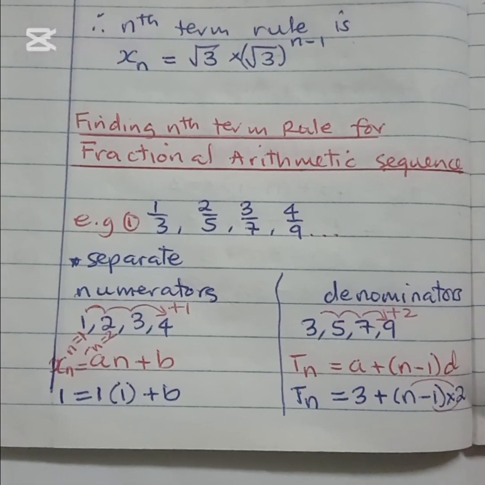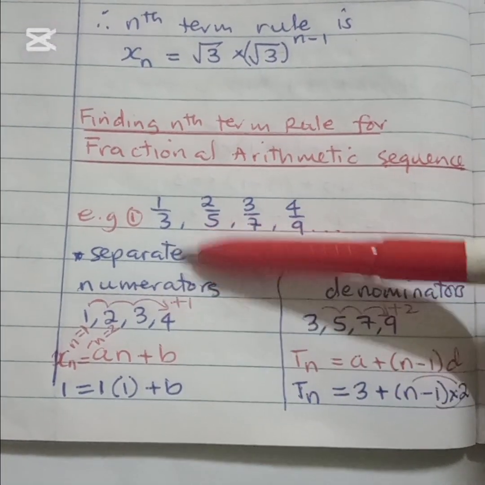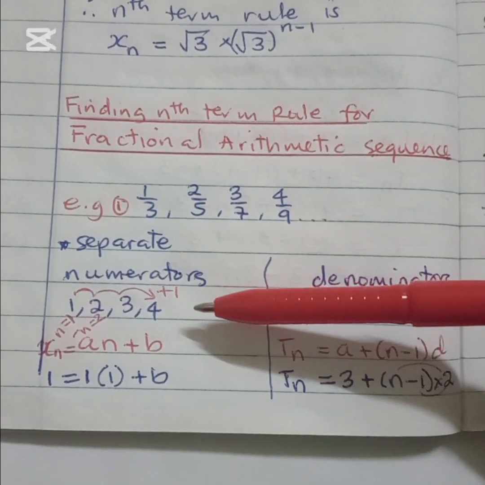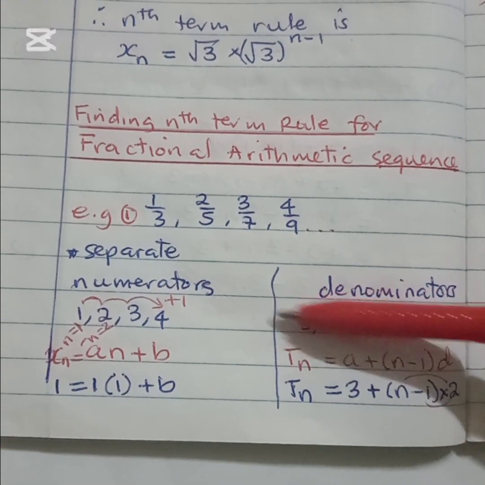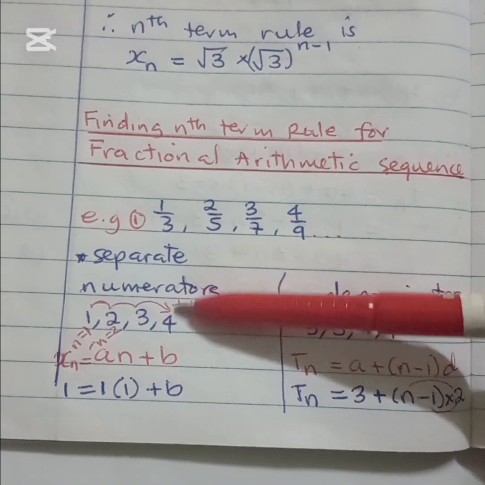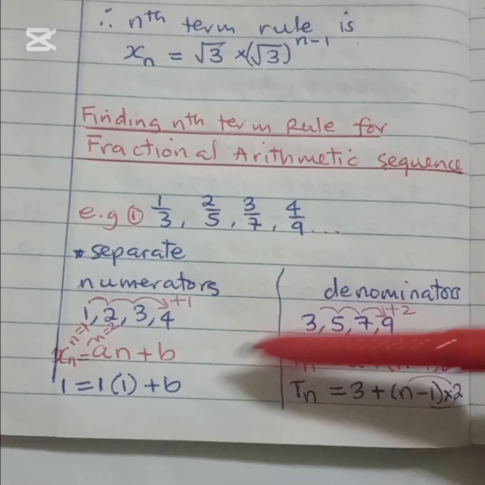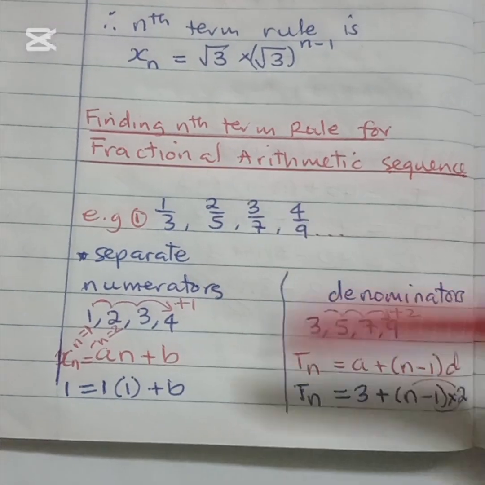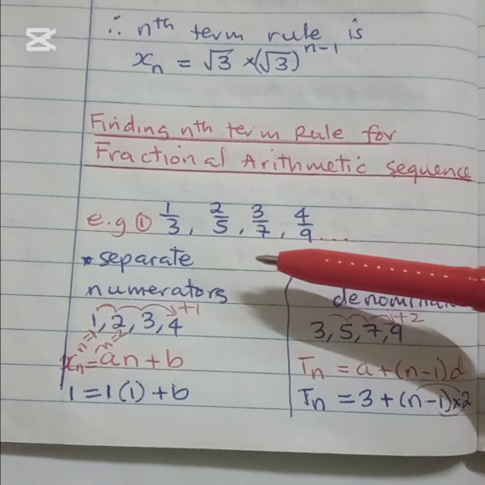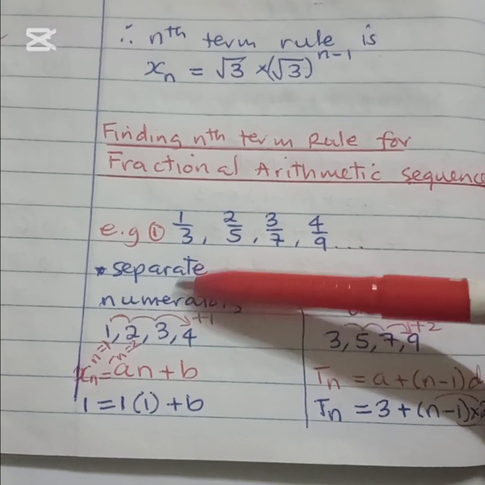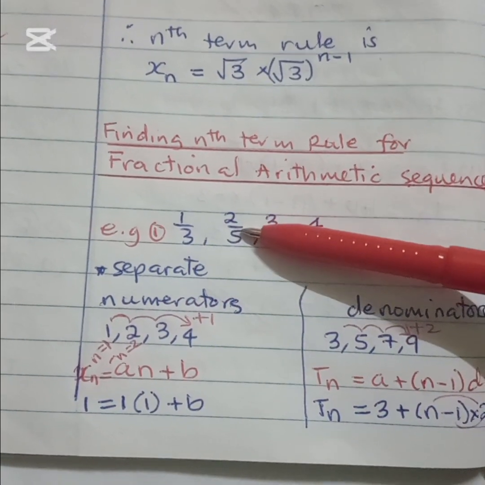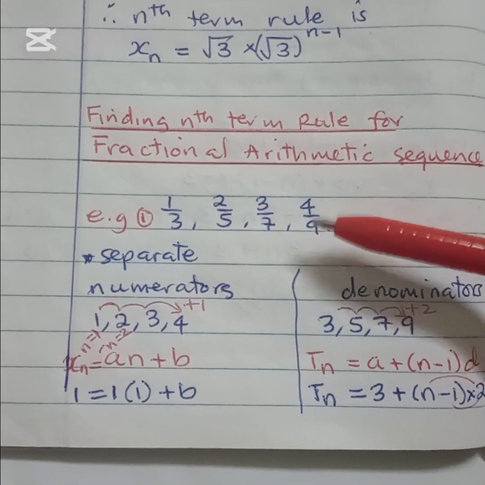So what we do here is we separate the numerators from the denominators, so we will have two separate sequences, and we find their nth terms separately, and then we'll combine the nth terms as one fraction again. So let's do it. For the numerators, we have 1, 2, 3, 4, etc.